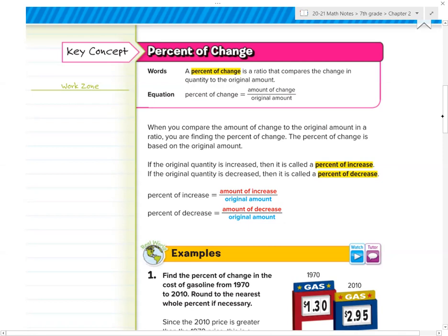Whenever you find the difference, if you come up with a negative number, you don't have to use negatives when you enter this homework on Schoology today. It'll just be a percentage, and then you would just say increase or decrease. Even though the percentage might be negative, you can just say that it's a decrease. So we have percent of increase, the amount of increase over the original amount, and percent of decrease, the amount of decrease over the original amount.